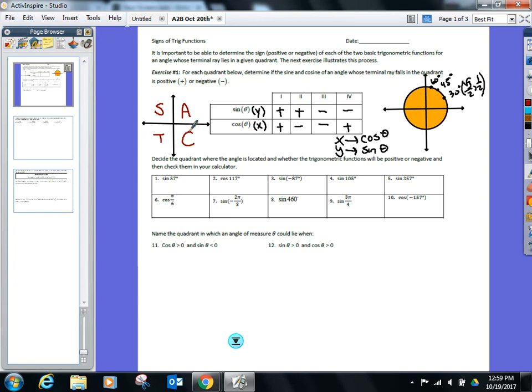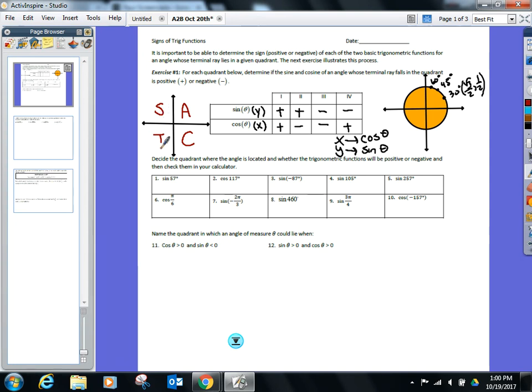Now, what do they all mean? The A represents all, the word all, meaning all these functions, sine and cosine, are positive in the first quadrant. So the A stands for all. All are positive in the first quadrant. The S in quadrant 2, I'm sure you can guess, stands for sine. Only sine is positive in quadrant 2, nothing else.